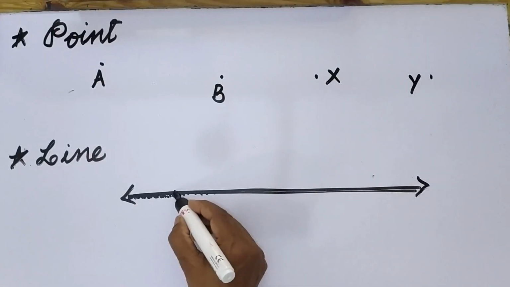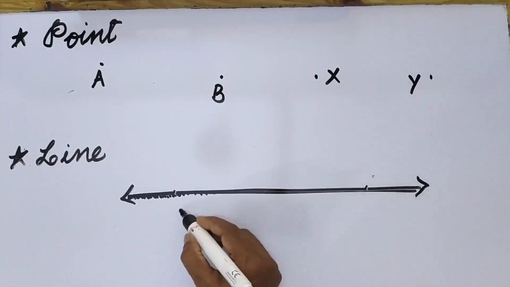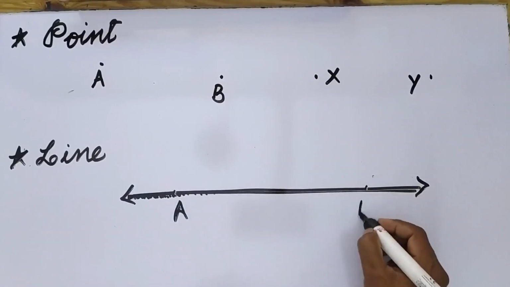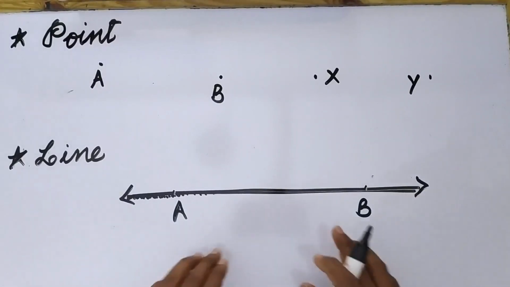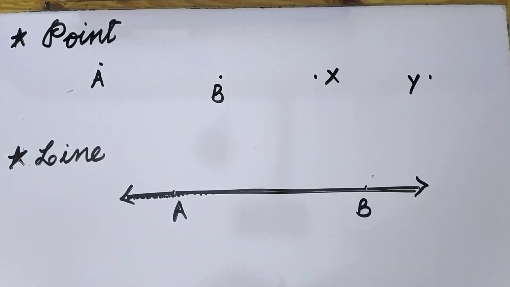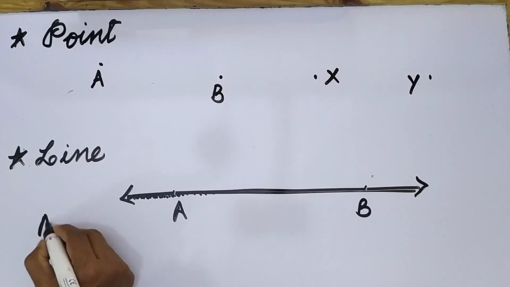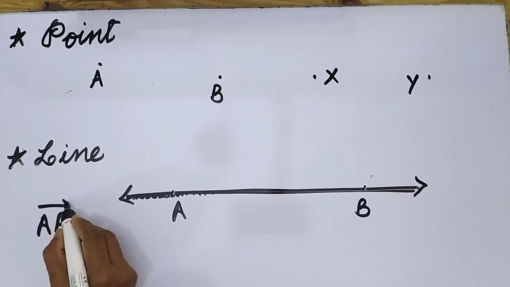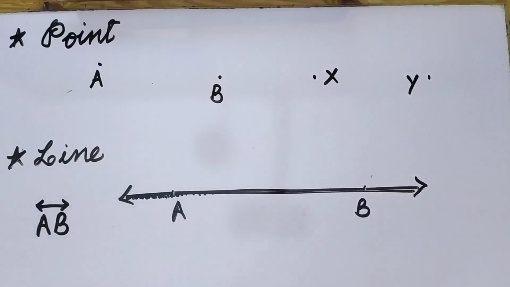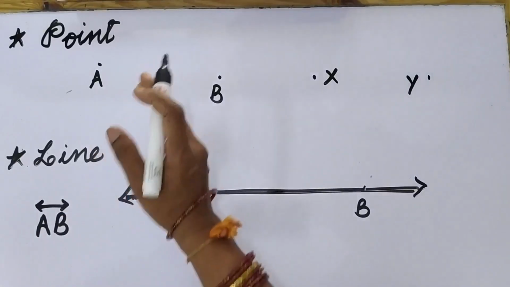Alright, we can keep a point on the line. Those points can be named, and this can also be represented as, see here, this is line AB. So on the top, in this way we can represent a line. Okay, this is about point and line.